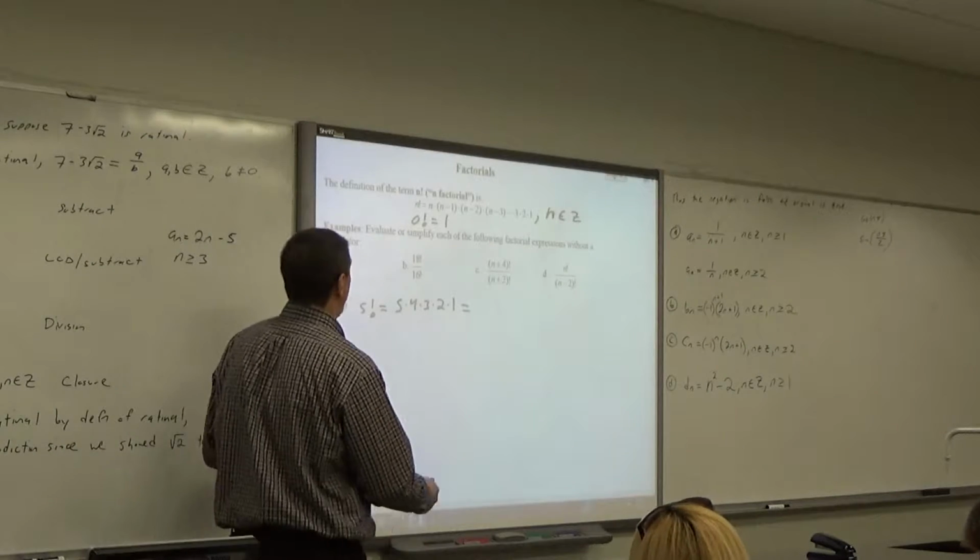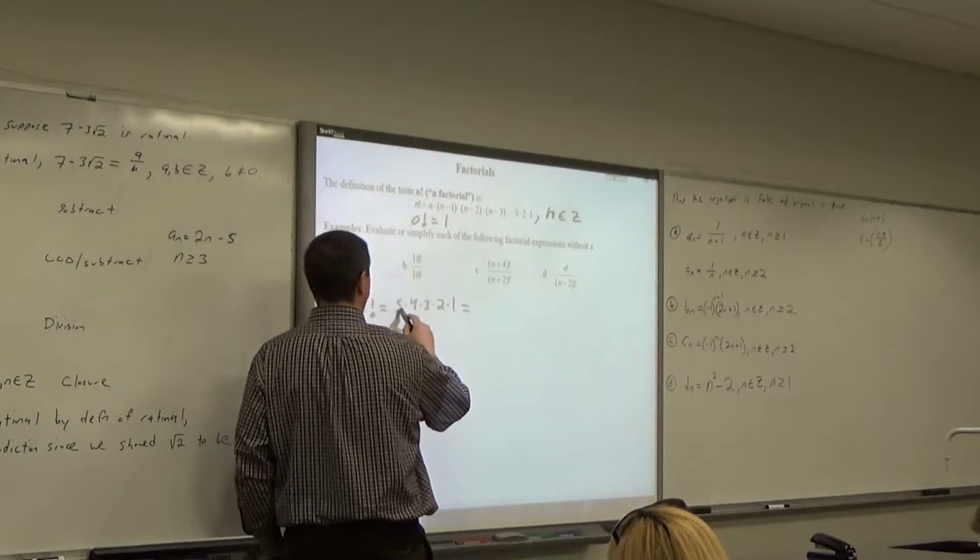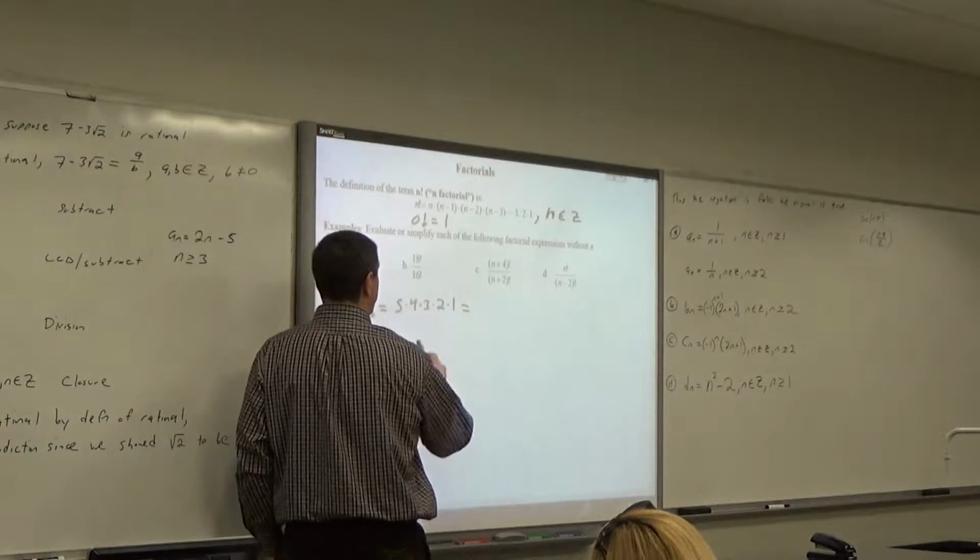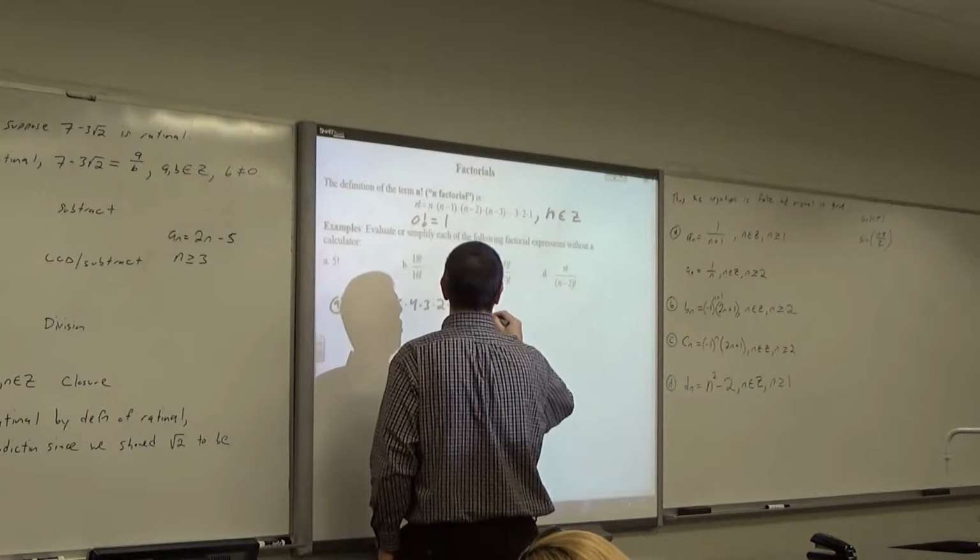If we do this by hand, 5 times 4 is 20. 20 times 3 is 60. 60 times 2 is 120.